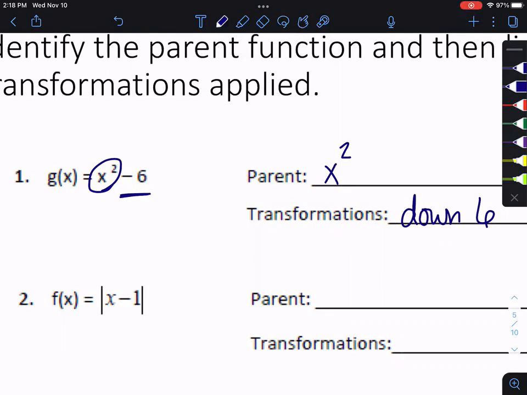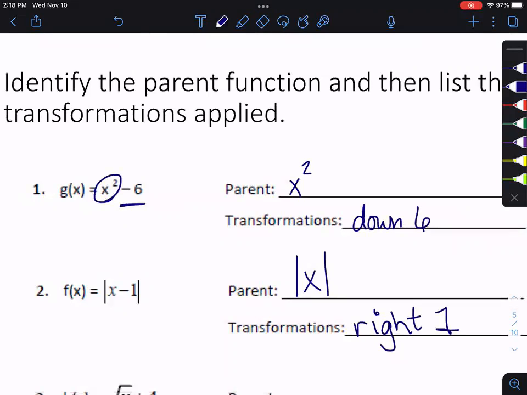For question number 2, we have f of x equals the absolute value of x minus 1. Our parent function is the absolute value of x. This time the minus 1 is inside the absolute value bar, so that's going to tell me it's a horizontal shift. Since it's a minus 1, it's going to move right 1. Again, anytime a number is in with the variable, it actually goes the opposite direction of the sign.